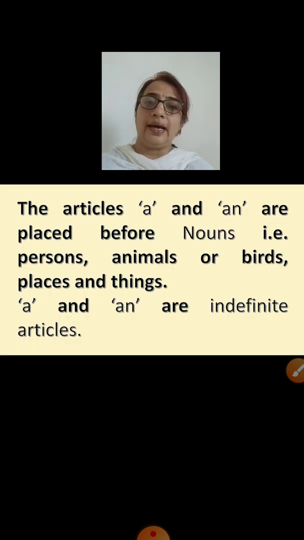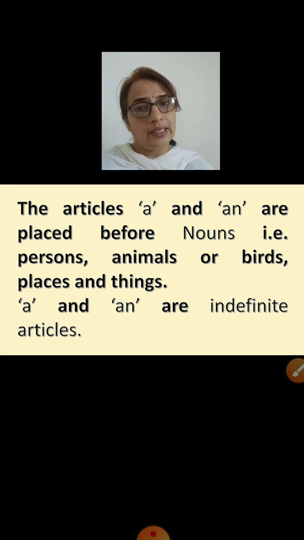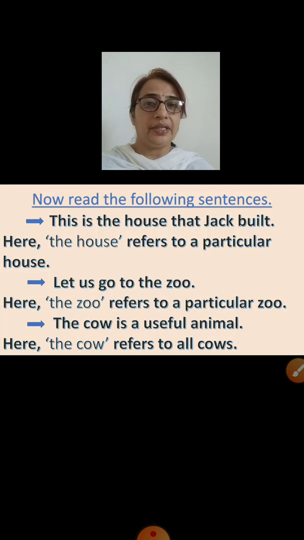Articles a and an are placed before nouns. So now what are nouns? Names of place, person, animal or things or birds. So it is placed in front of any noun. Articles a and an are indefinite articles. Now the next activity is you have to read the sentences very carefully. Okay.